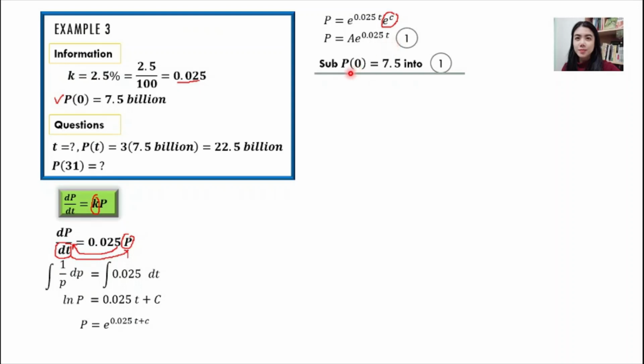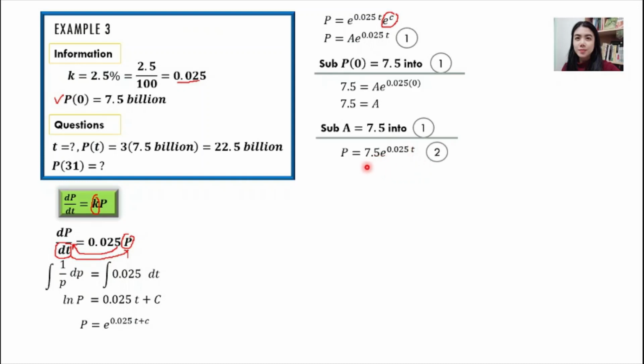It means that your p here is equal to 7.5. So substitute p equal to 7.5. And your time here is actually 0. So you substitute 0 here. Then you will have your a is actually 7.5. Now you know your value of a. Substitute your value of a into your equation 1. Then we have this one. Let's name it as equation 2.